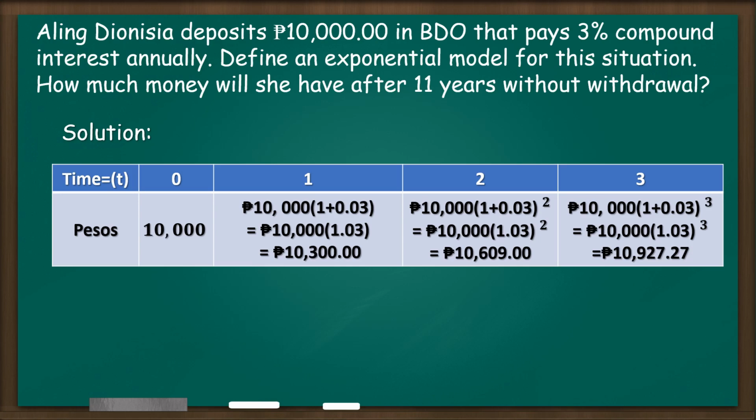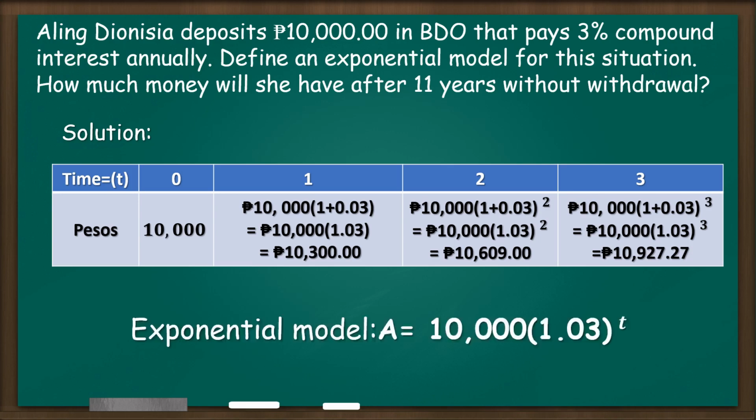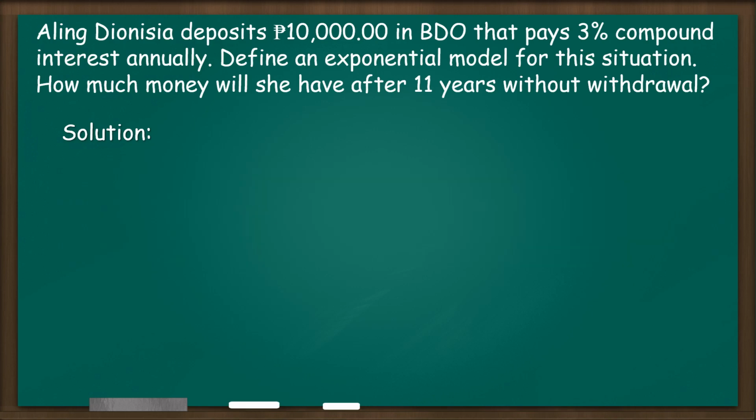At time 2, we have 10,609 pesos. At time 3, we have 10,927.27 pesos. Let's compute Aling Junisha's money after 11 years.